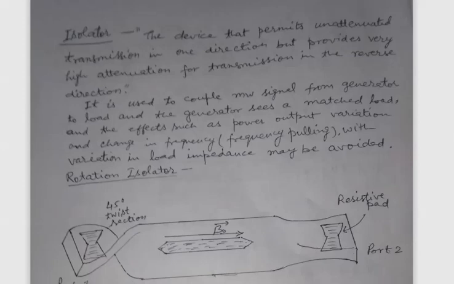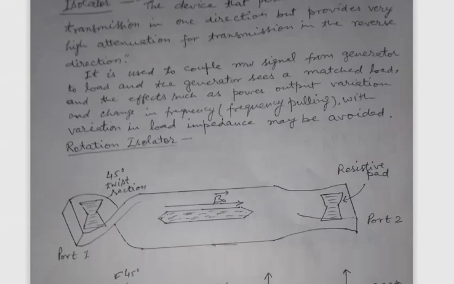It is defined as a two-port device that has unattenuated transmission in one direction, that is from port 1 to port 2, but provides very high attenuation for the transmission in the reverse direction.